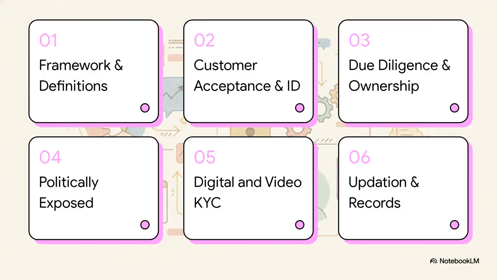Okay, let's look at our roadmap for today. We've got 6 main stops. First, framework and key definitions. Second, customer acceptance and ID. Third, due diligence and ownership. Fourth, politically exposed persons. Fifth, digital and video KYC. And finally, number 6, updation and record management.